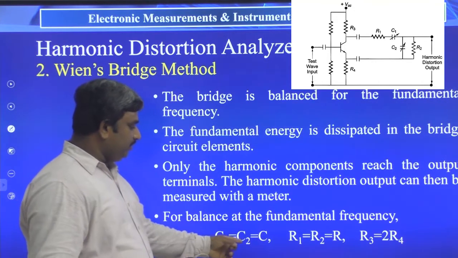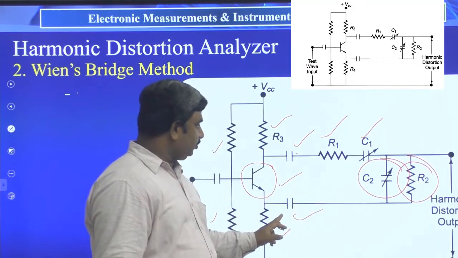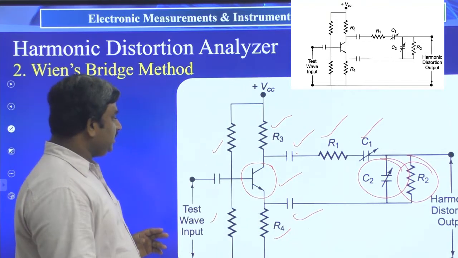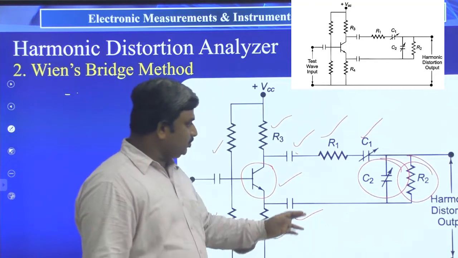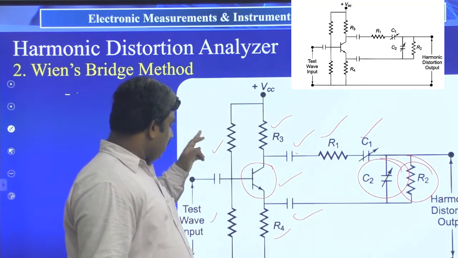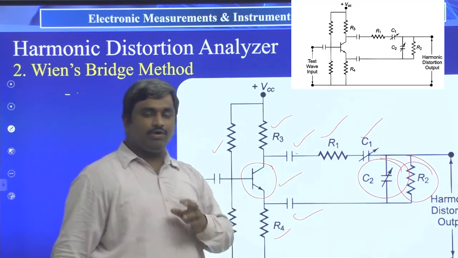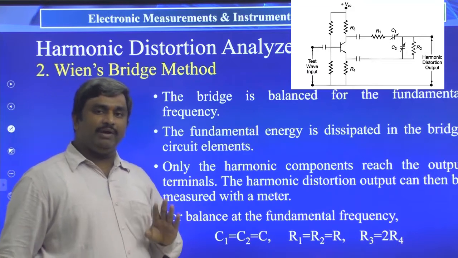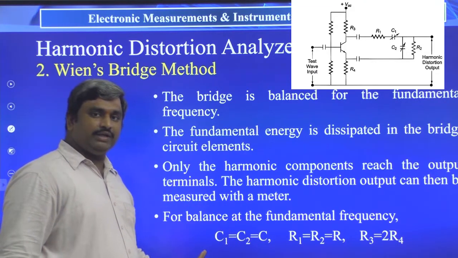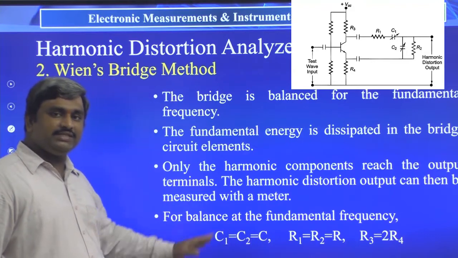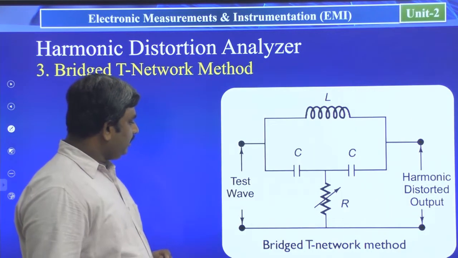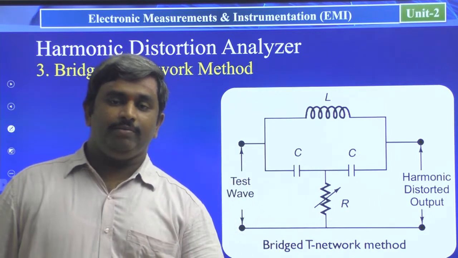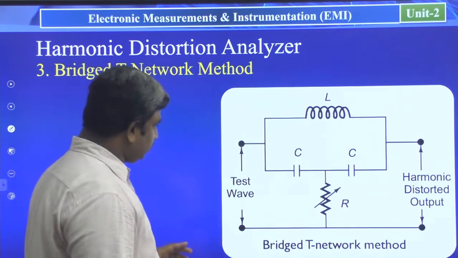Next, C1 and C2 are equal to C. This capacitance, this one, this one, we are keeping almost all at the same value. Next, R1 and R2 are equal to R. So we keep a constant, normal resistance value. That is the bridge balanced condition for the fundamental frequency. Whenever we work with the fundamental frequency, we take the values of resistance and capacitance like this. That is the Wien bridge method of the harmonic distortion analyzer.